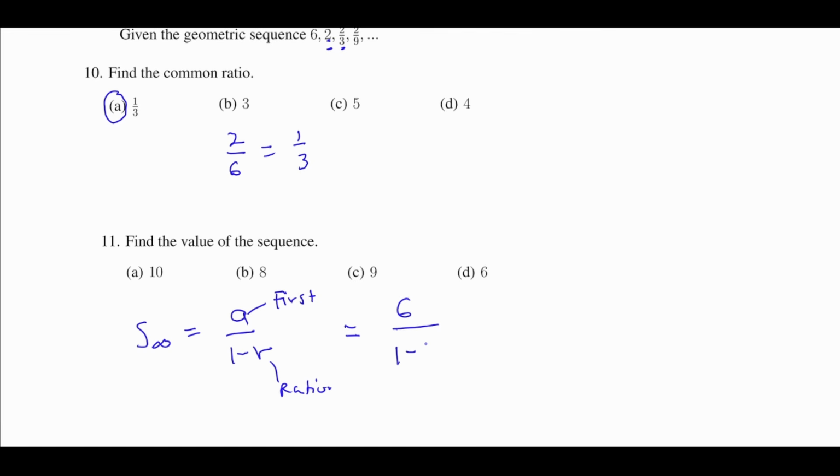So we have 6 over 1 minus 1 over 3. And when we simplify, we're going to have 6 over 2 over 3. Now with your calculator, you can evaluate this, or you can go by manually, where you have 6 multiplying 3 on 2, and that will give us 18 over 2, and that's equal to 9. So our correct answer is 9.